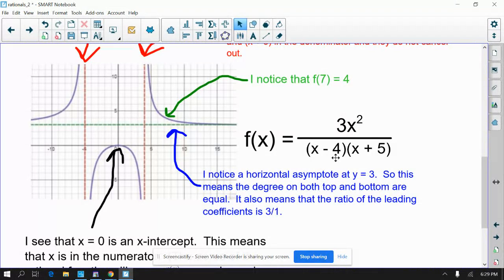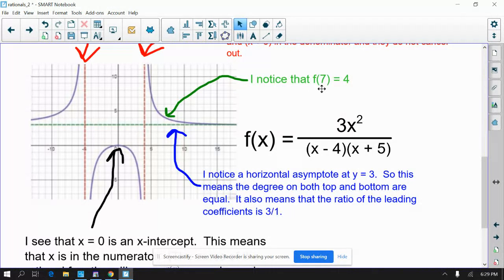They're both second degree. And when you divide the leading coefficients, you get 3 over 1. So you would have a horizontal asymptote of y equals 3. So that's how we construct these rational functions. This is my best guess so far.